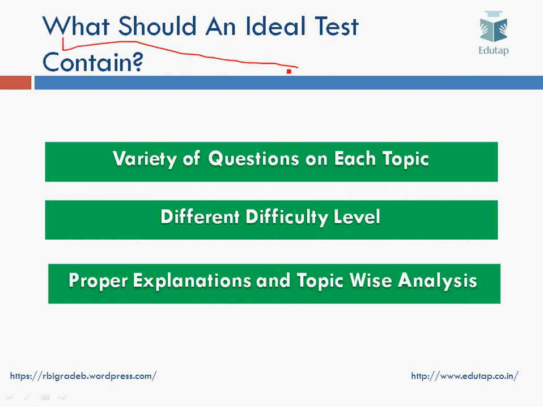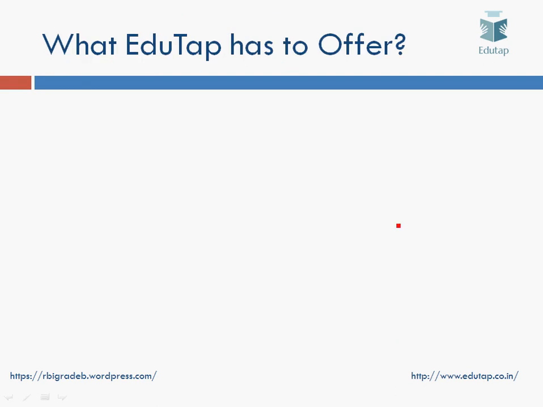Now an ideal test series should contain a variety of questions. The questions should be of different and varied difficulty levels, so that you practice different types of questions, and there should be proper explanations so that you can learn the concepts through those explanations, and you should be provided with topic-wise analysis of those questions.